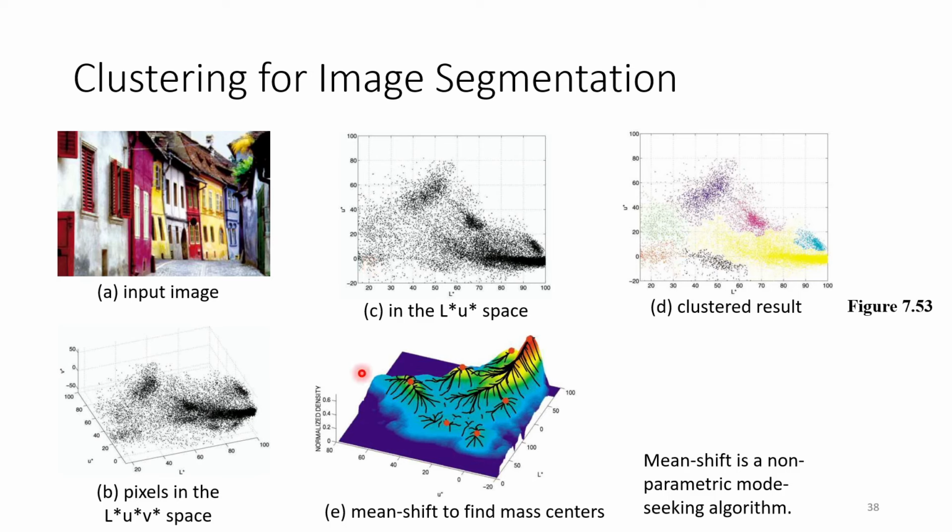Okay, and we apply the mean shift clustering algorithm on those points. There's no label. We just apply the algorithm, then it will generate a result like this. So every red point is a node. Node means the mass center of a cluster.